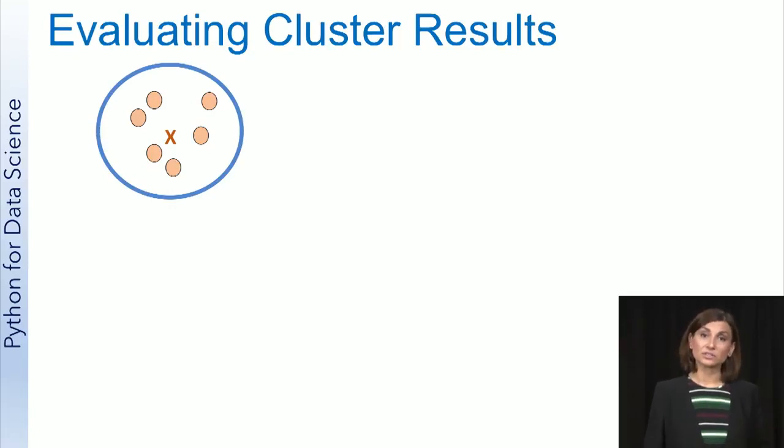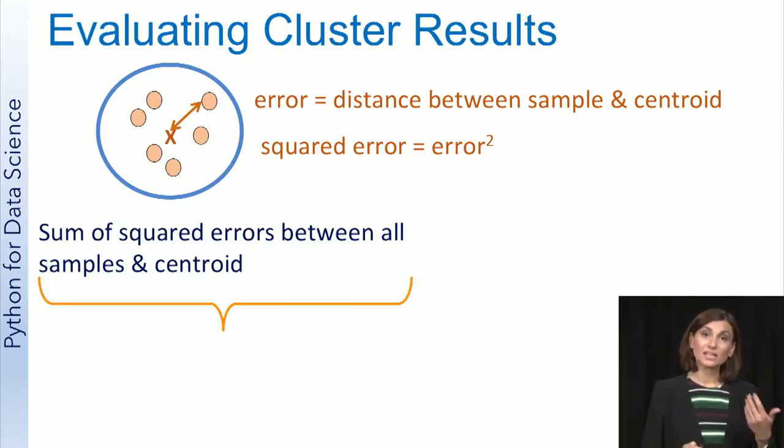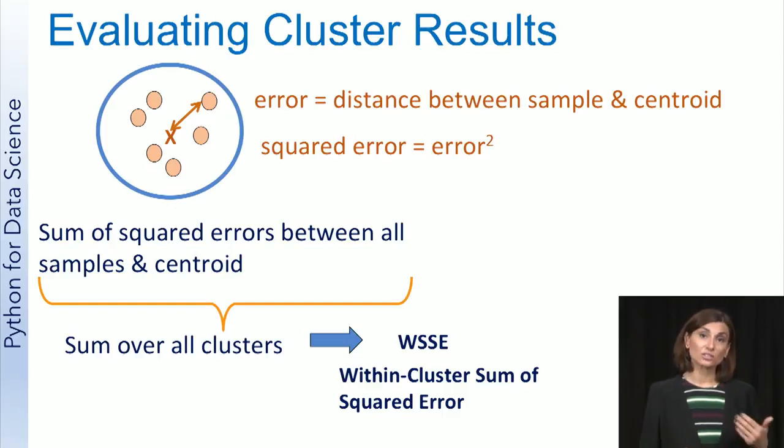To evaluate the cluster results, an error measure known as the within cluster sum of squared error can be used. The error associated with a sample within a cluster is the distance between the sample and the cluster centroid. The squared error for the sample then is the square of that distance. We sum up all the squared errors for all samples for a cluster to get the squared error for that cluster. We then do the same thing for all clusters to get the final calculation for the within cluster sum of squared error for all clusters in the results of a cluster analysis run.